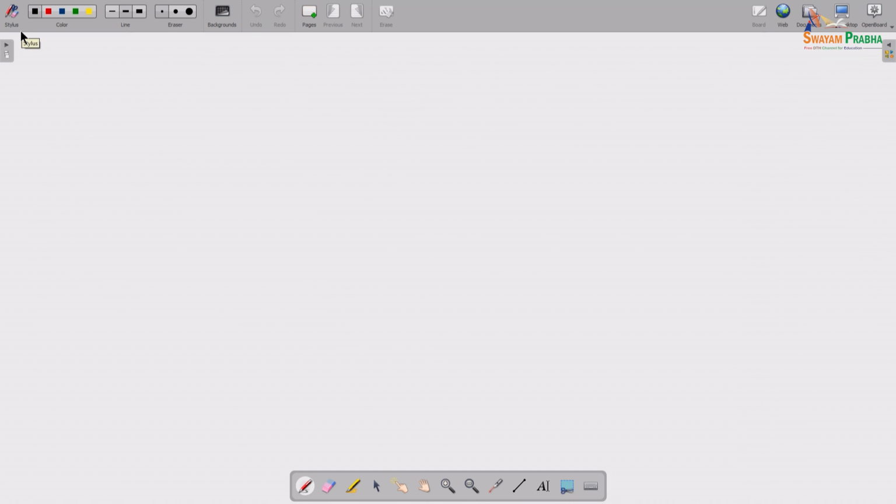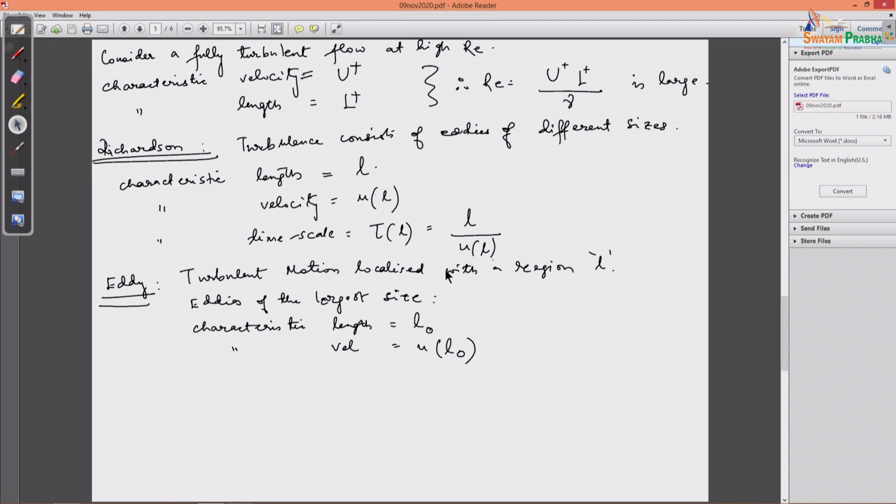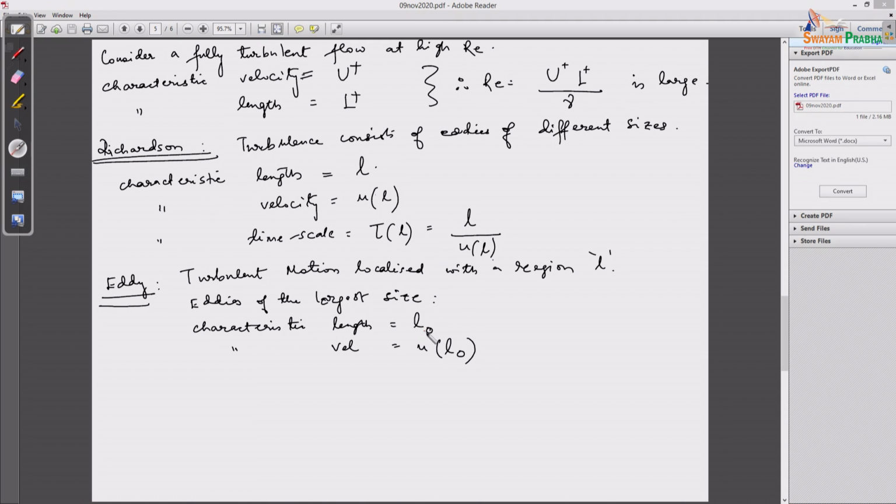And then we were able to say that L naught is comparable to L dash here. So if you have a fully turbulent flow, then the characteristic length of the largest eddy is going to be comparable to the characteristic length of the turbulent flow itself. So it could basically be that large. Now we know that there are several sizes which can be present, and the largest size is comparable to the characteristic length of the flow itself.